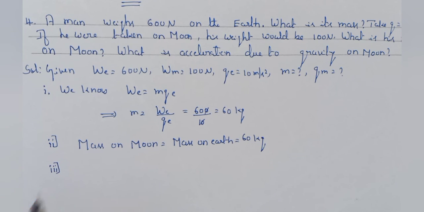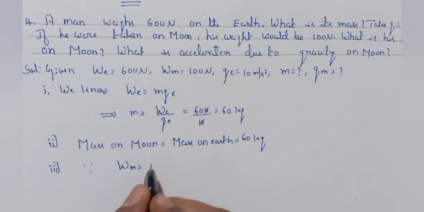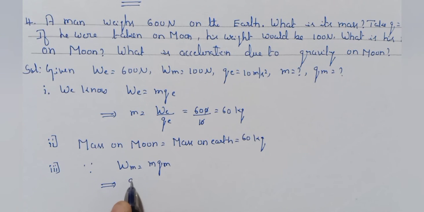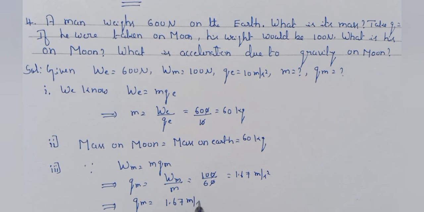And the next one, we have to find out the acceleration due to gravity on the moon. Since the weight on the moon is equal to mass into acceleration due to gravity on the moon, then GM is equal to weight on the moon by mass. Weight on the moon is 100 and the mass is 60. Cancel the 0 and then divide 10 by 6. We will get 1.67 meter per second square. Therefore, the acceleration due to gravity on the moon is 1.67 meter per second square.